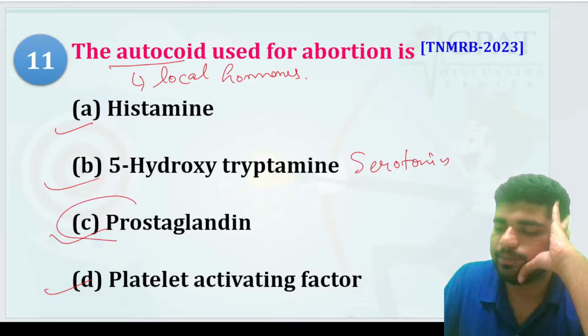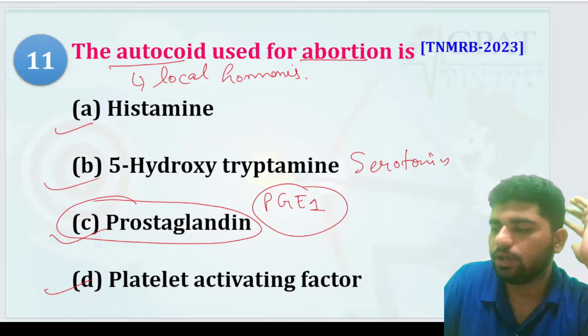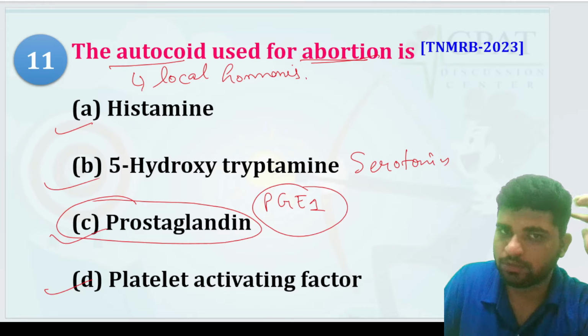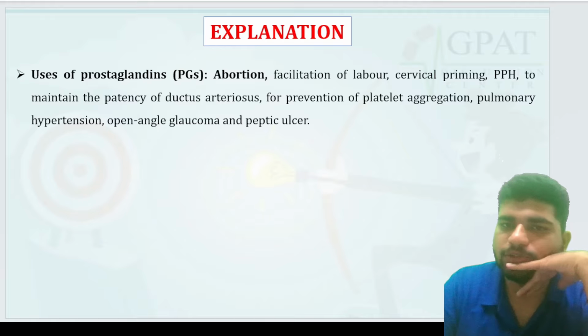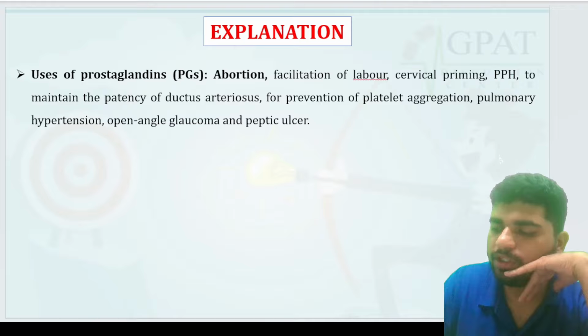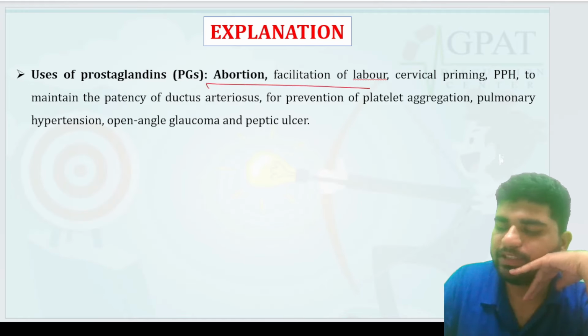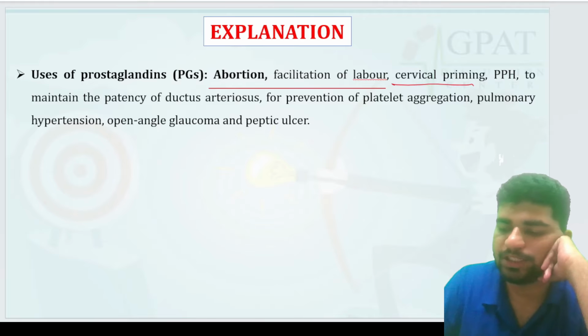So, particularly the prostaglandin, that is PGE1, is responsible for the induction of abortion. Okay, PGE1. So the use of prostaglandin is not only abortion, it is also facilitation of labor, cervical ripening, cervical priming. Okay. So these kind of things.